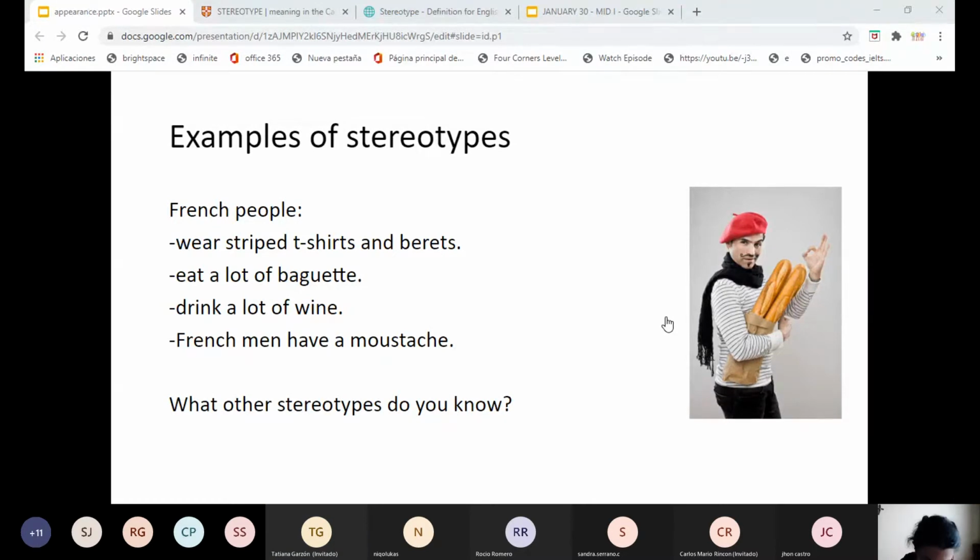Sandra Santamaria. For example, people who live on the coast are people who like to party. Okay. All right. All right, Sandra. Okay, what about Ramiro Gutierrez?